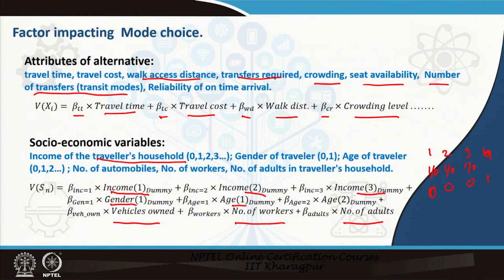For example, when the number of workers is more, then probably not everybody can go using a car. So, some of them may be using transit. That may play a role in my mode choice. And similarly, if the number of adults is less, and there is a single adult, probably he will use a two-wheeler. So, we know that for certain characteristics, there is a certain propensity towards the use of certain modes.